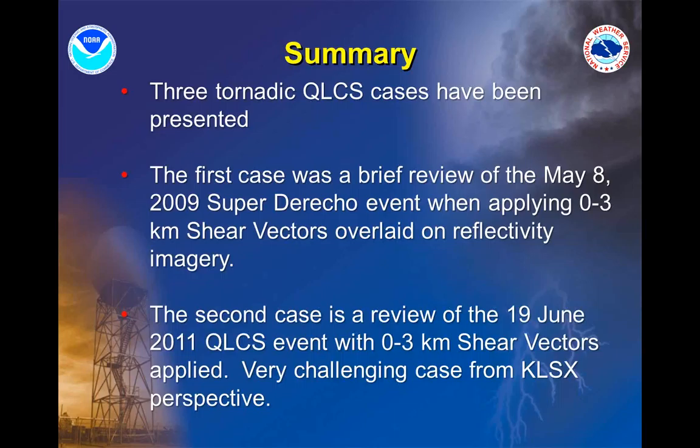For the second event, we viewed the June 18-19th late night case, again with the 0 to 3 kilometer shear vector applied. This was a very challenging case for us from the KLSX perspective, where a very tight, small tornadic cyclone formed just north of the apex and south of the intersection of the surface boundary. It only lasted a brief period of time, and the total length of the damage was roughly about 4 miles at most.